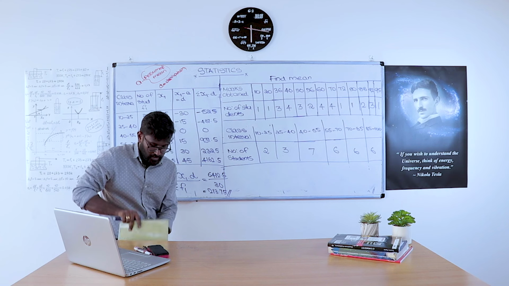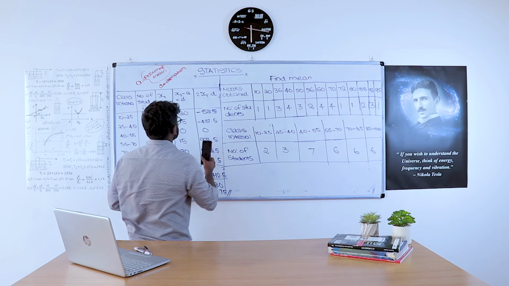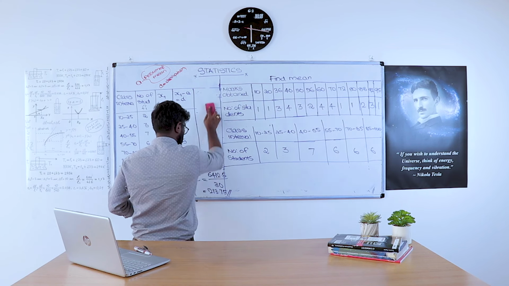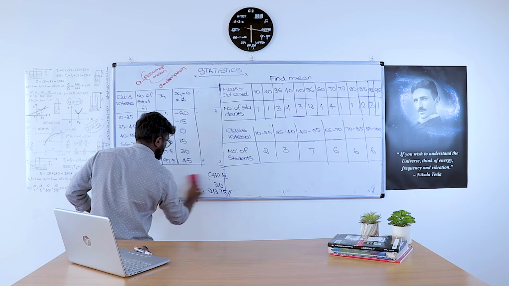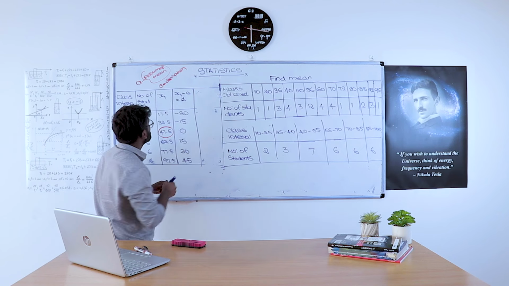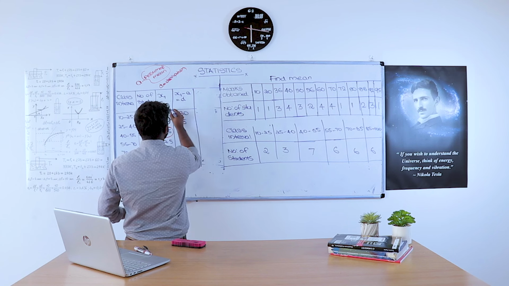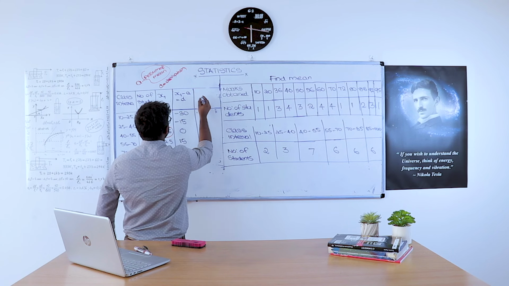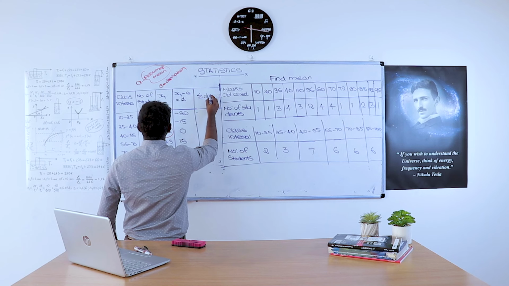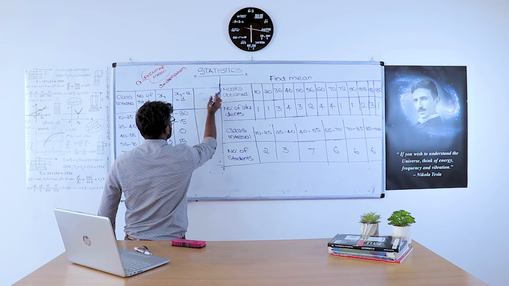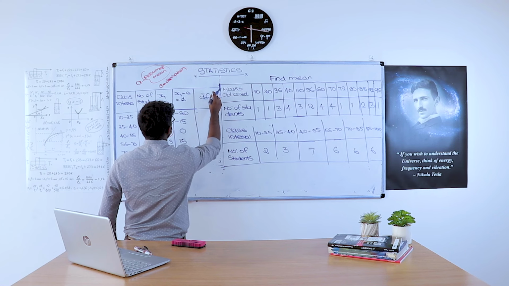So one column is mistaken. The column mistake is that here the column is mistaken. I'm sorry for the mistake, I accidentally wrote that. This column is not summation d, it is summation d into fi, sorry, d into fi into d.